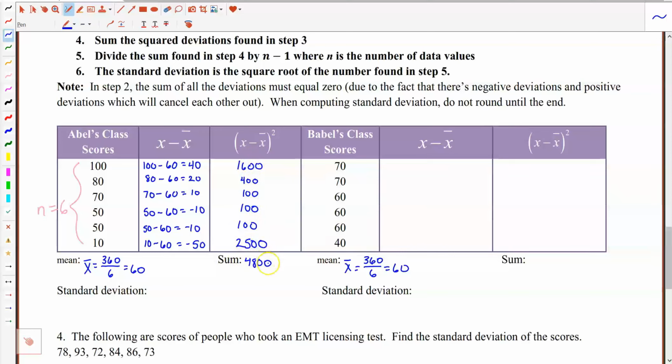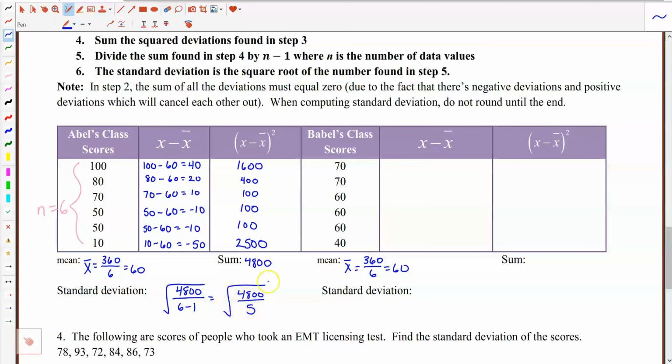So now we're getting ready to run down these last steps. We're going to divide this sum by n minus 1, where n is the number of data values. So in this data set, my value for n would be 6. So the standard deviation, I'm going to take this sum, I'm going to divide it by 6 minus 1, which would end up being 4,800 divided by 5. And then ultimately we want to take the square root of this number. So I would want to take the square root of that. Now notice this entire fraction is underneath the square root symbol. So we're going to find what this number is, and then we're going to take the square root of it.